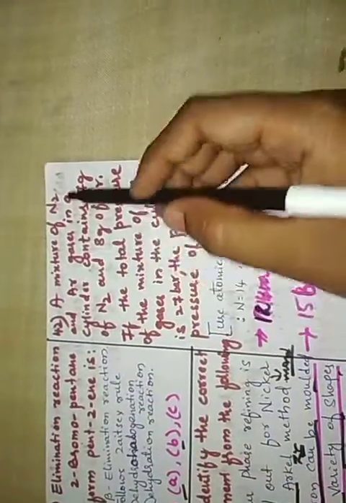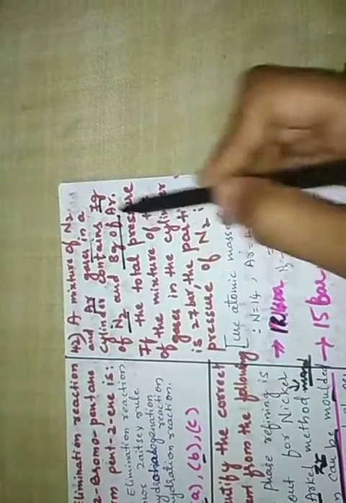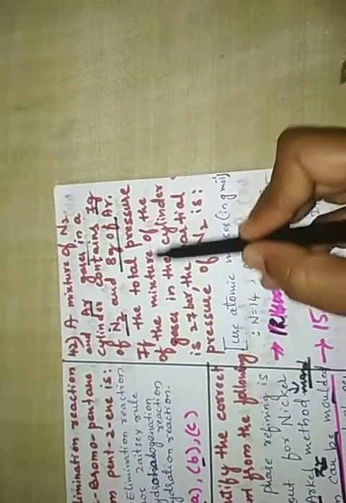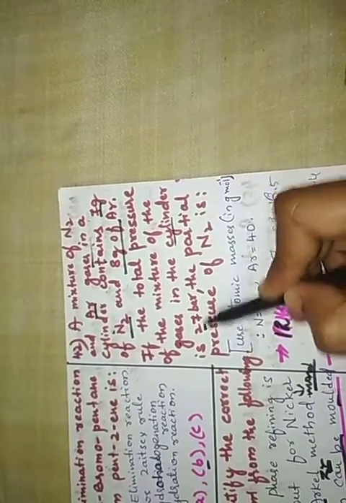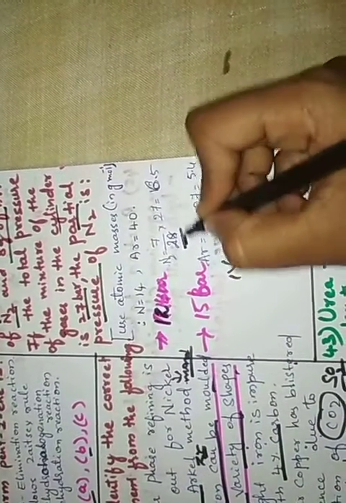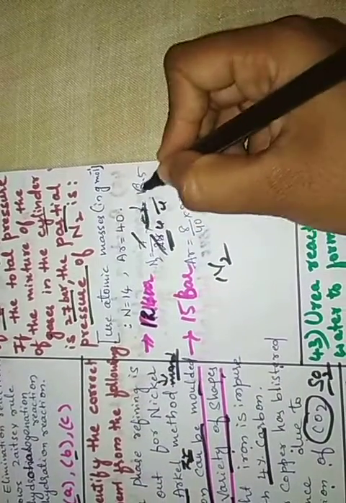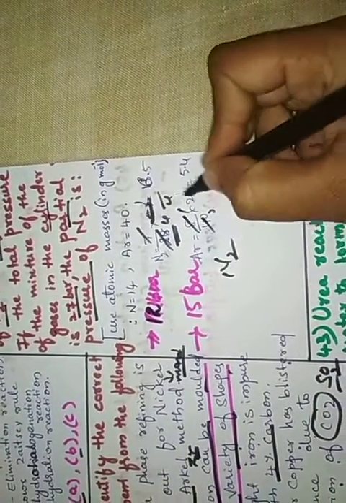42nd question. A mixture of N2 and argon gases in a cylinder contains 7 gram of N2 and 8 gram of argon. If the total pressure of the mixture of gases in the cylinder is 27 bar, find only the partial pressure of N2. Understood? For N2, 7 by 28 is 1 by 4, then 8 by 40 is 1 by 5. Then you calculate the partial pressure. Understood? 27 is there and the answer is 15 bar.